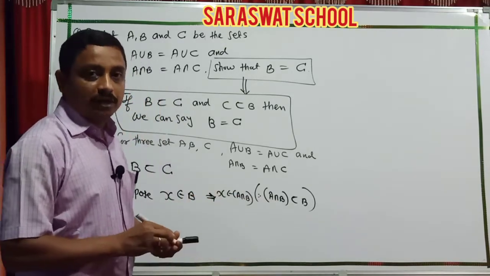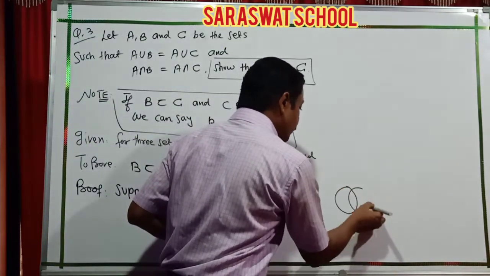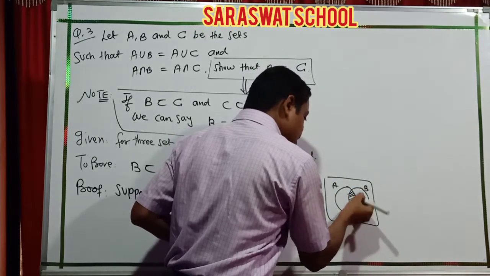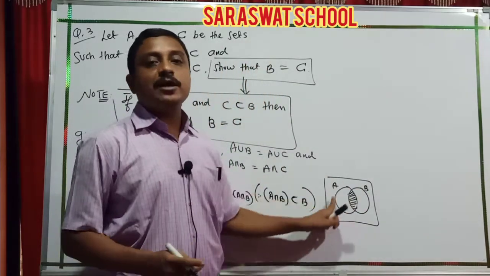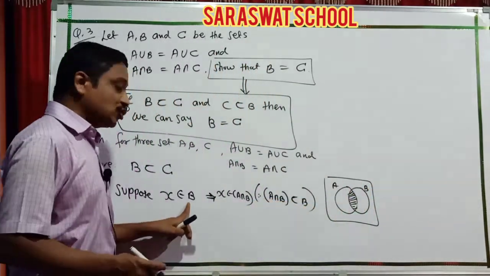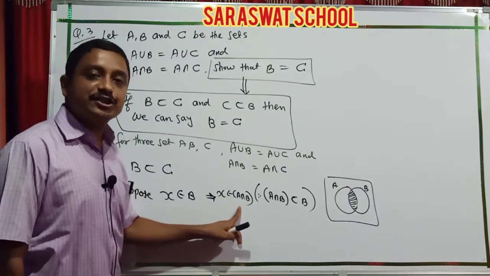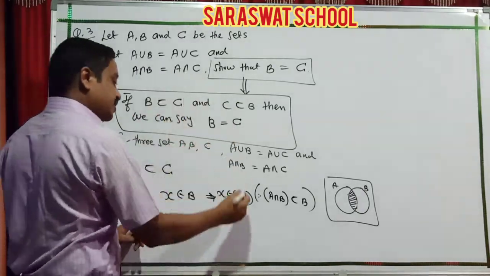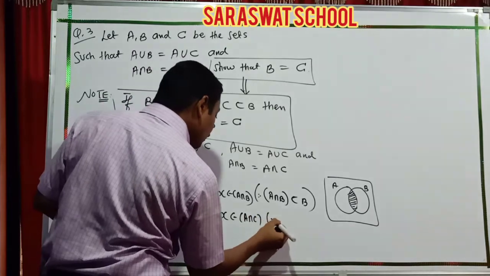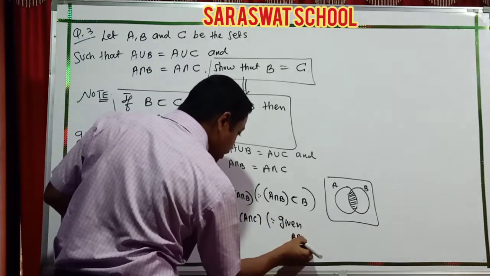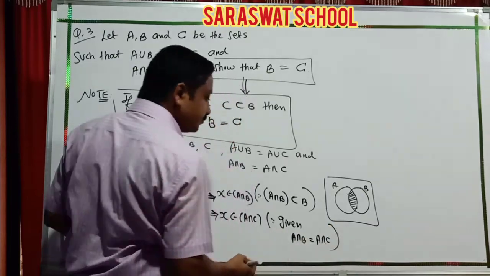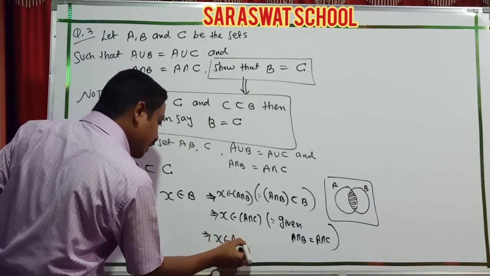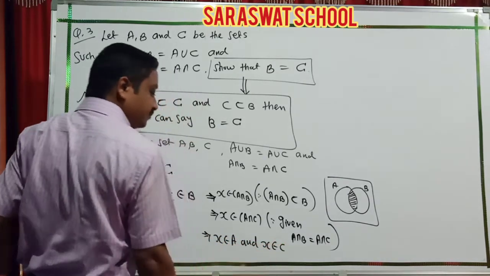Is it true? Yes, because you know this drawing: here A, here B, these are the intersections. So this intersection is what? A subset of the full B. That's why I write X belongs to B. So I show that X belongs to A intersection B. Continue. Given A intersection B equals A intersection C, so here I write A intersection C. From the given, both are equal. That's why here I show X belongs to A and X belongs to C.